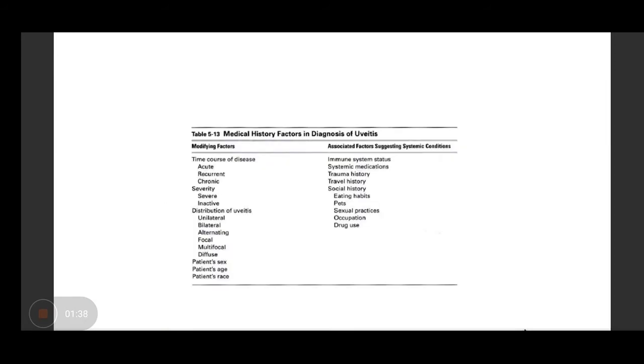So first of all, what is the medical history which is very important to take from any patient with uveitis?